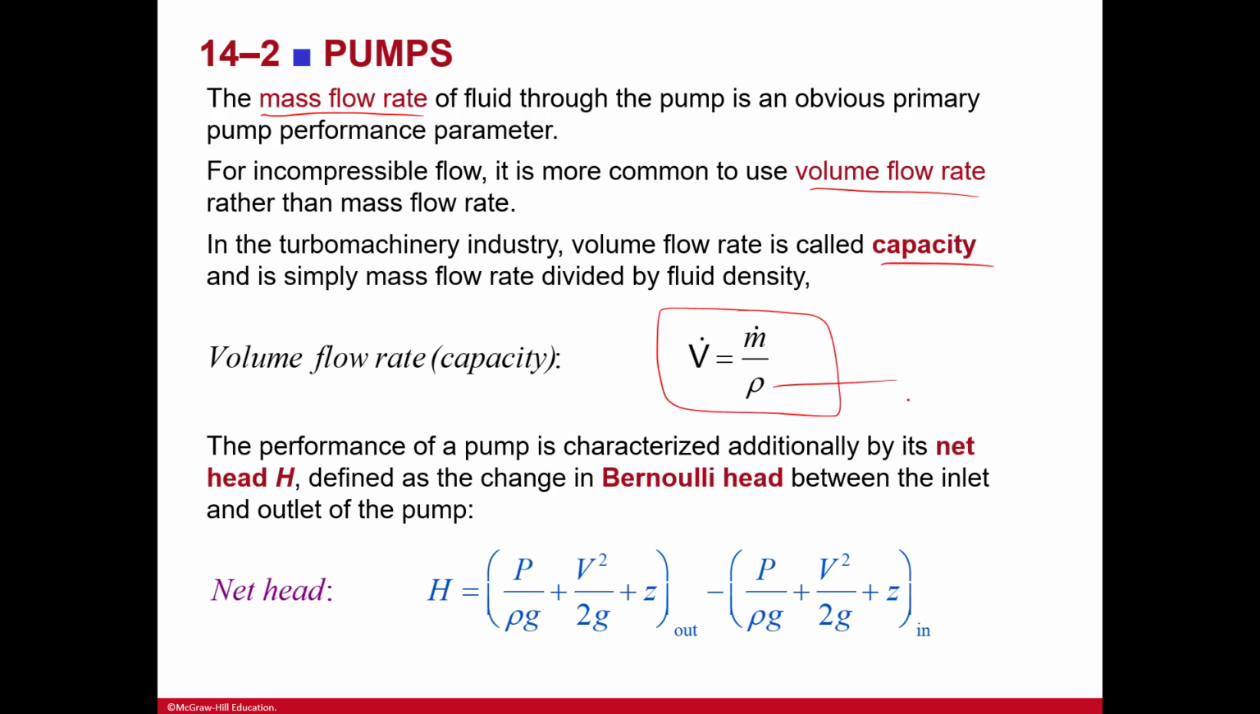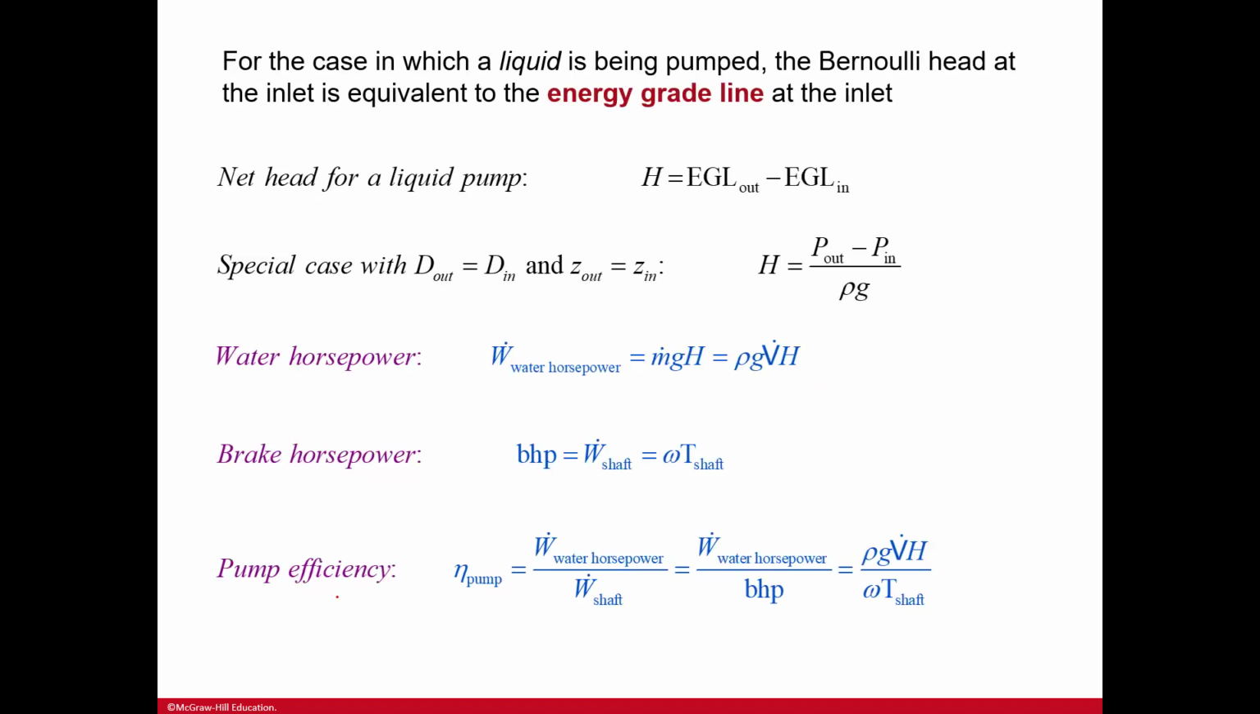The performance of a pump is characterized additionally by its net head, H, defined as the change in the Bernoulli head between the inlet and outlet of the pump. And you see that here, the difference between out versus in. And that is the net head. For a case in which a liquid is being pumped, the Bernoulli head at the inlet is equivalent to the energy grade line at the inlet. So you see that here.